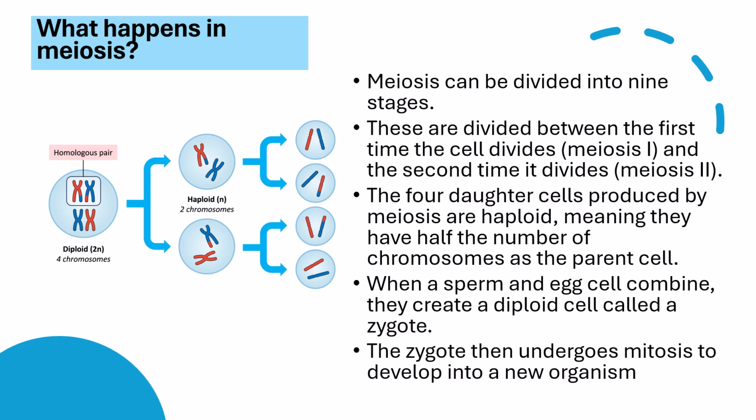All right. So what happens in meiosis? Meiosis can be divided into 9 stages. These are divided between first time the cell divides by meiosis I, second time it divides, which is called meiosis II. The 4 daughter cells produced by meiosis are haploid, meaning they have half the number of chromosomes as a parent cell. When a sperm and egg cell combine, they create a diploid cell called zygote, right? The zygote then undergoes mitosis to develop into a new organism.